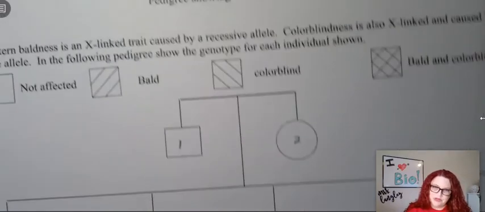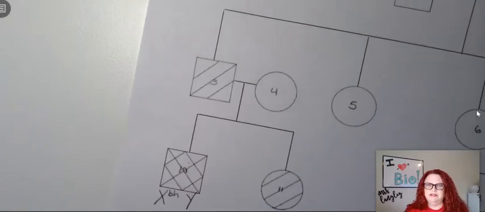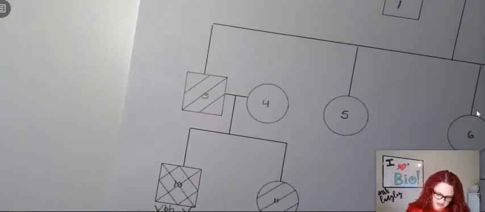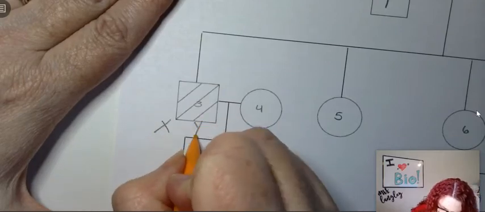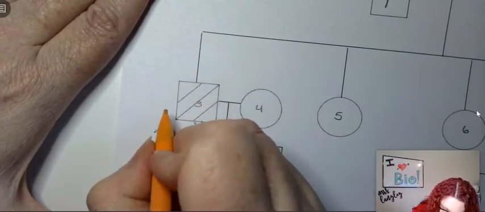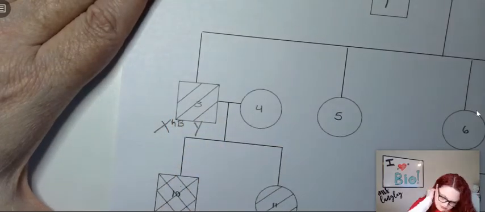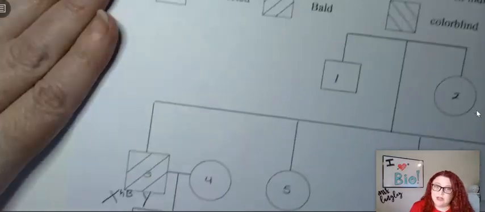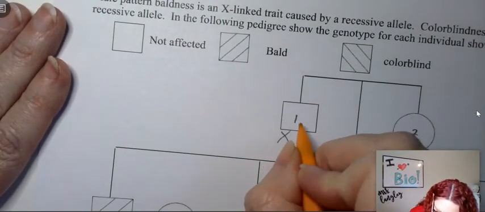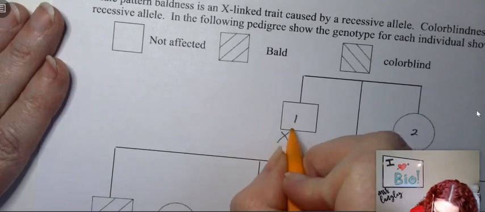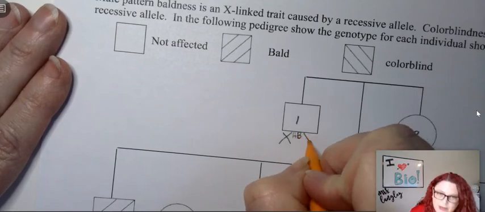We go to number 3 here. Number 3, we know we have X and Y. This one is bald, so the hair is lowercase, but color vision, capital. I can then go up here to number 1. Number 1 is normal for both conditions, meaning it has a capital H, a capital B, and then a Y.